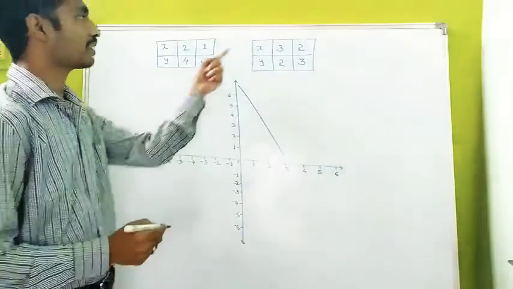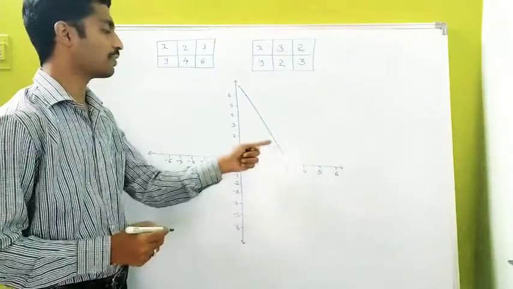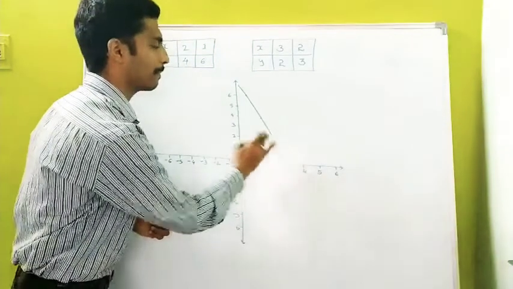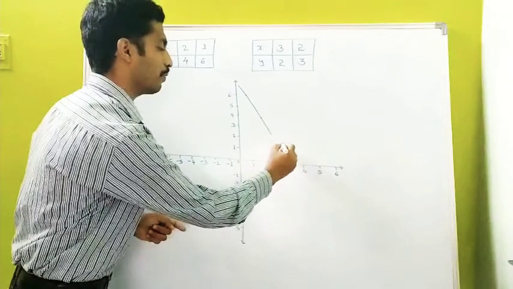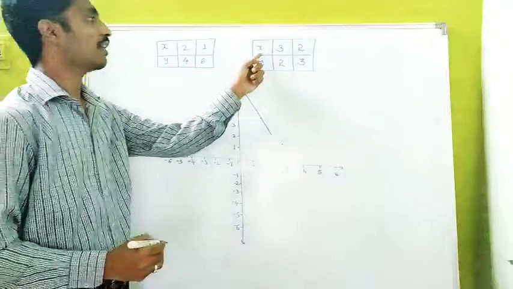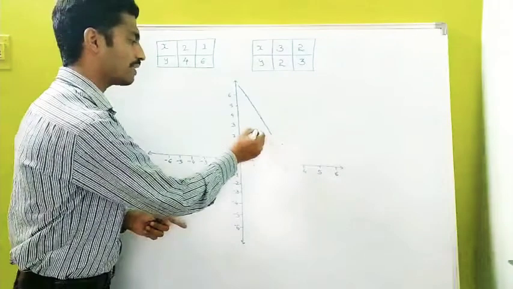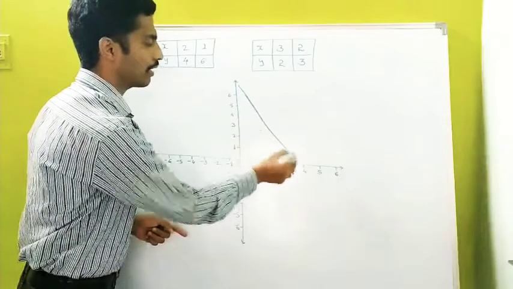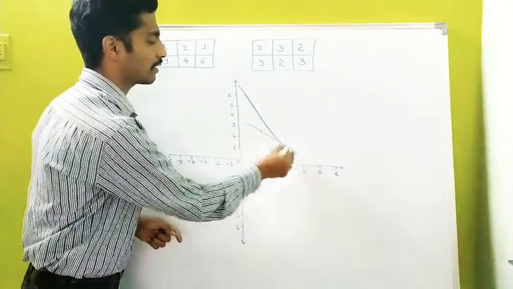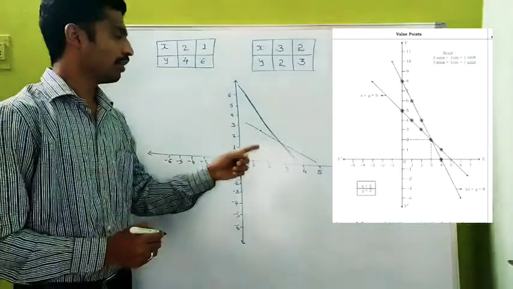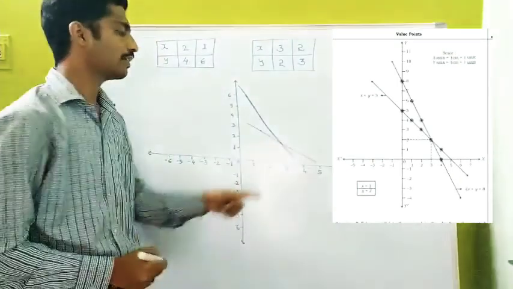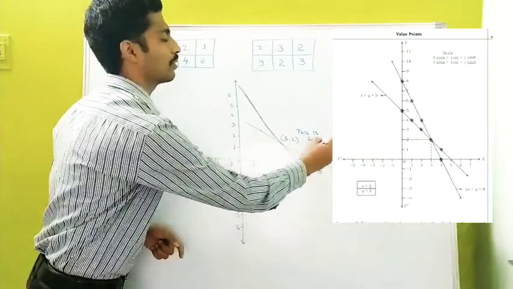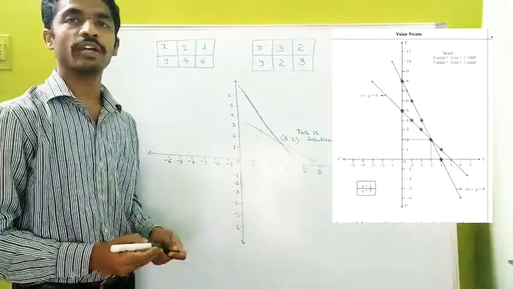Now for the second equation, x is 3, y is 2. So here we will get the point. Next x is 2, y is 3. Another point we get here. So this is our one line. Another line comes like this. Understood? So like this, at the point 3 and 2 we will get the intersecting lines. That is our solution. Okay, so like this we will get the answer.